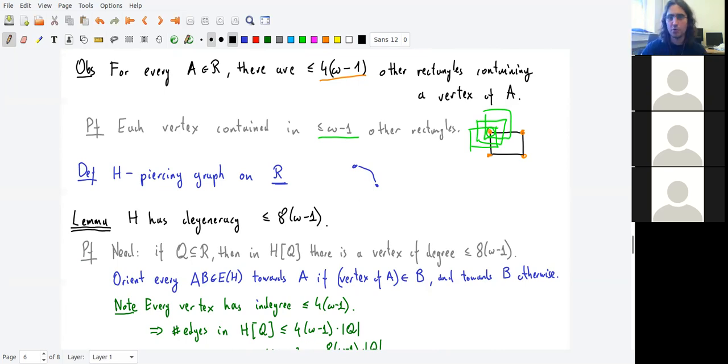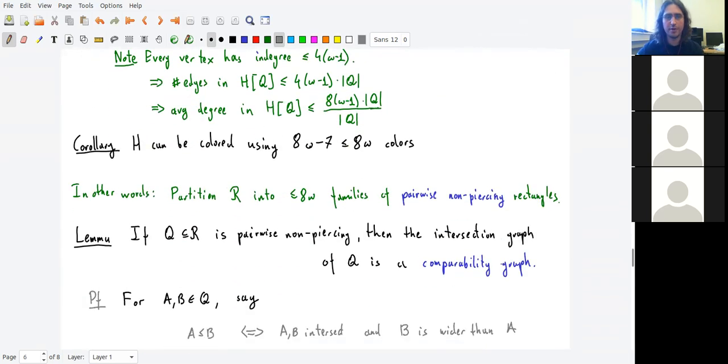I hope that you remember the notion of degeneracy. This was used when we were talking about planar graphs. But just to recall, what we want to prove in order to prove this lemma is that whenever I take a subset of my rectangles and look at the subgraph induced by this subset in this piercing graph, there is a vertex, so a rectangle, that has degree at most 8 omega minus 1. So there is a rectangle in this subset of rectangles Q that is in the piercing relation with at most 8 omega minus 1 other rectangles from Q. So this is the notion of degeneracy.